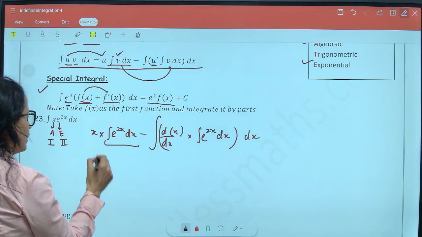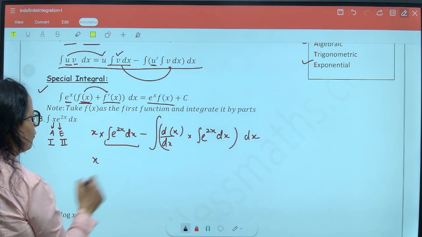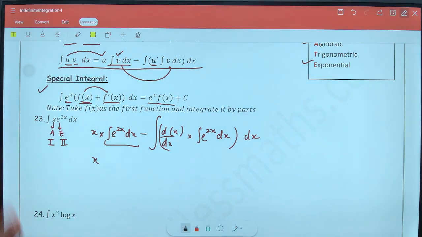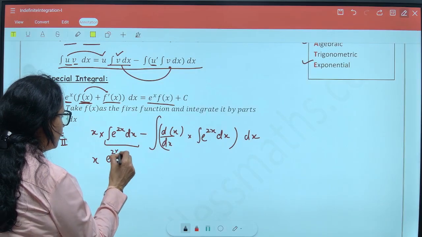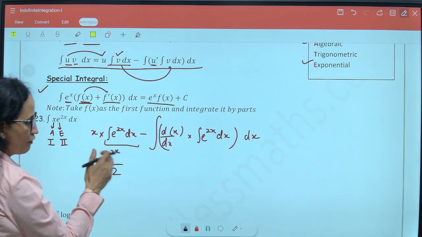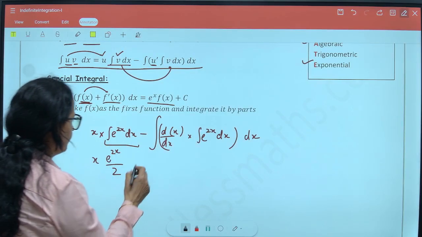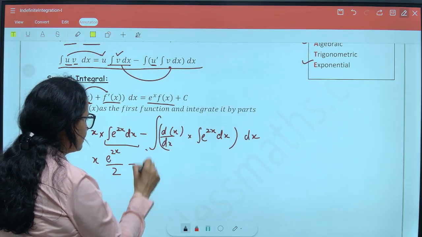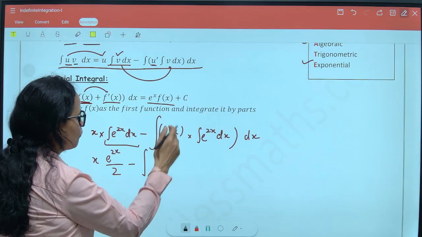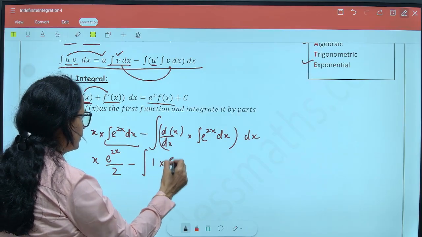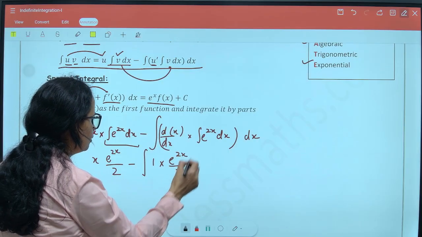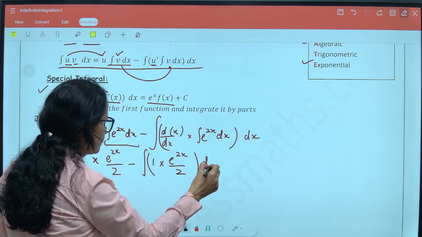Integrate this now. The first function is x, times integral of e raised to power 2x. What is the integral of e raised to power 2x? It is going to be e raised to power 2x upon 2, because the coefficient of x is 2, so you get a 2 in the denominator. Minus integral of, what is the derivative of x? 1. 1 into what is the integral of this? We have already written e raised to power 2x upon 2, and then dx.